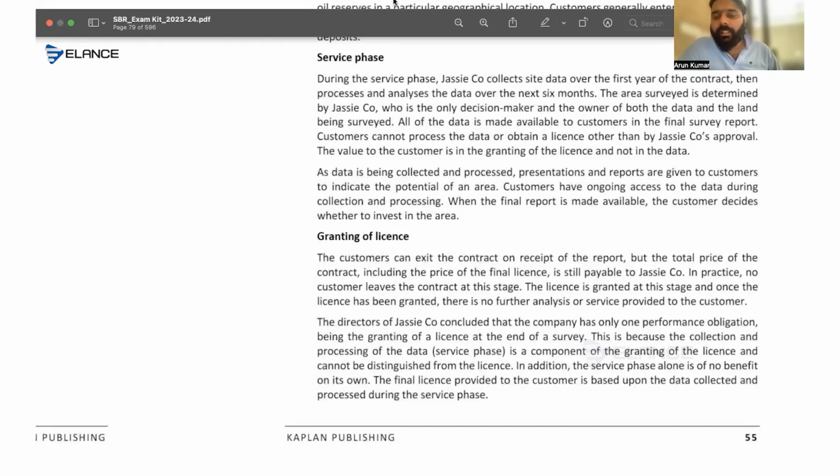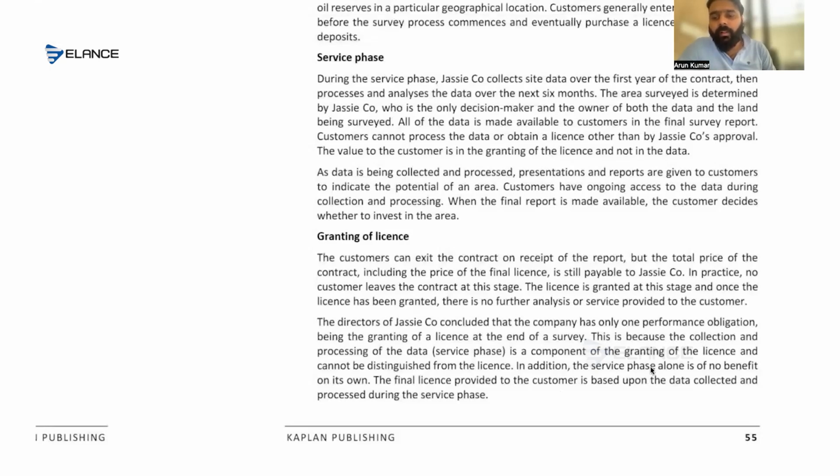The director of Jesse concluded that the company has only one performance obligation, being the granting of a license at the end of the survey. This is because the collection and processing of data is a component of the granting of the license and cannot be distinguished from the license. In addition, the service phase alone has no benefit on its own. So the final license provided to the customer is based upon the data collected and processed during the service phase.